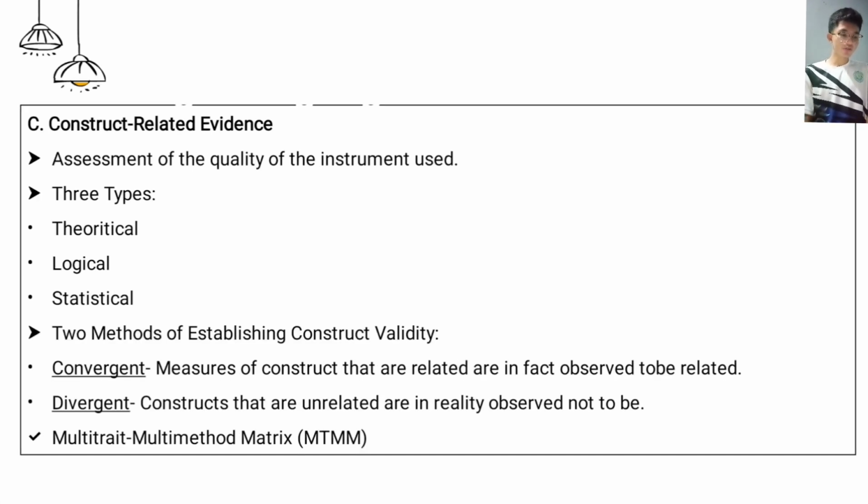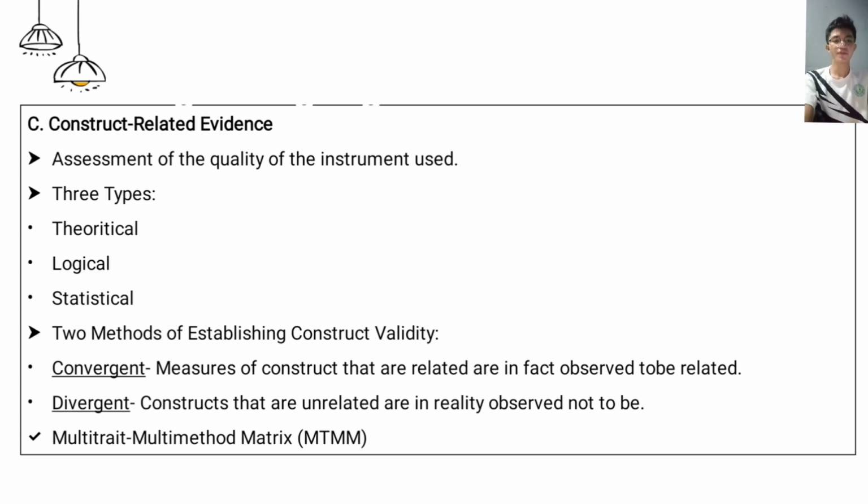So we have now the construct-related evidence. This is like a psychological study. So a construct is an individual characteristic that explains some aspect of behavior. Construct-related evidence of validity is an assessment of the quality of the instrument used. It measures the extent to which an assessment is a meaningful measure of an unobservable trait or characteristic. There are three types of construct-related evidence: theoretical, logical, and statistical. So construct-related evidence is about how well a test measured the concept it was designed to evaluate.